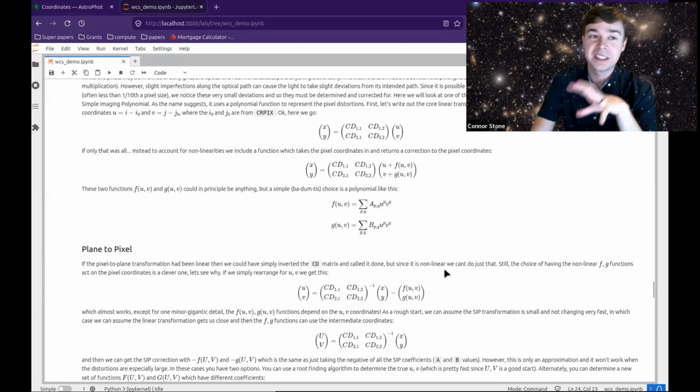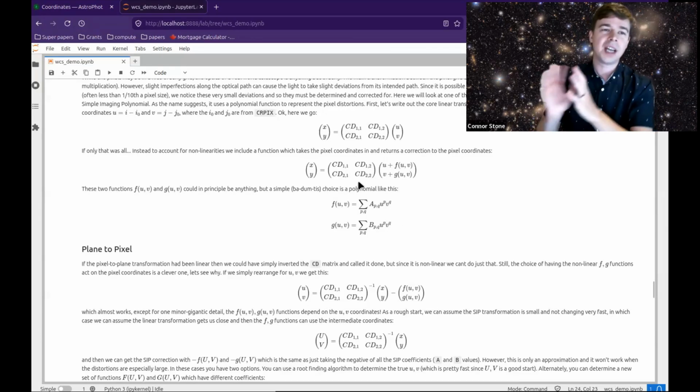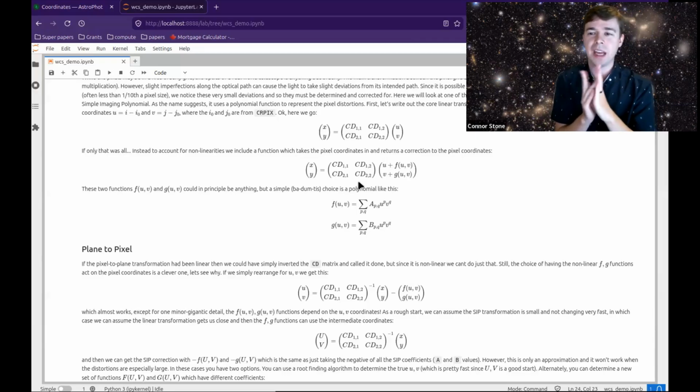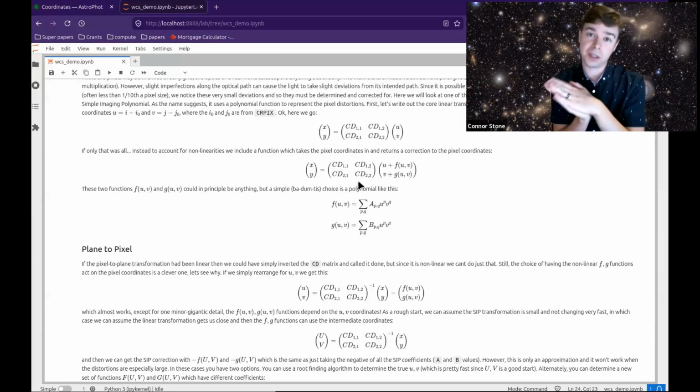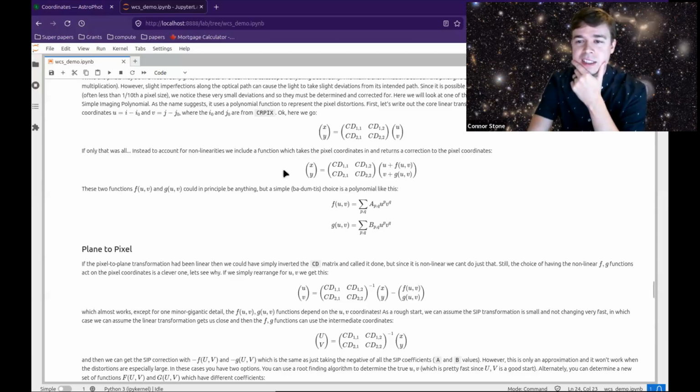Now, the reason this is clever is if you imagine, okay, I could do anything to go one way. I could do anything I wanted to add a perturbation going from pixels to the tangent plane. But what if I want to invert this? That's where things get a little complicated. And if you just take this equation and try to do a simple inversion, then you get something like this.